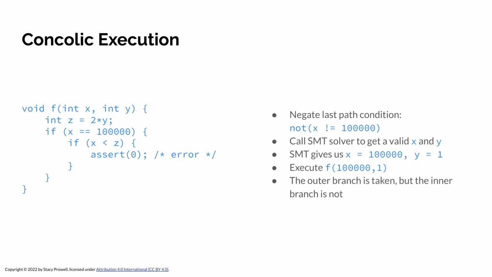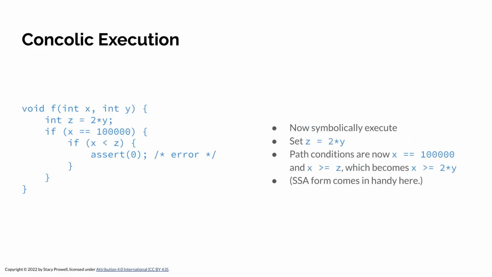And then we execute on 100,000 and 1. So when we do this, z is going to get twice y, so z will be 2. X is in fact equal to 100,000, so that second if goes, and we go into the then part. We now compare x and z. So we ask, is 100,000 less than 2? And the answer is no, so we don't do the inner if. And we're done. So now we can symbolically execute. Z gets twice Y. The path conditions are now X is equal to 100,000 and, sorry, X is greater than or equal to Z.